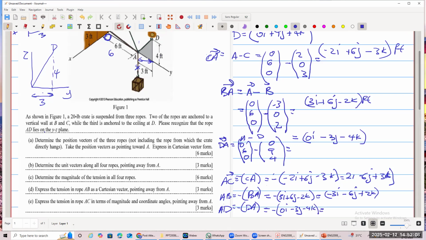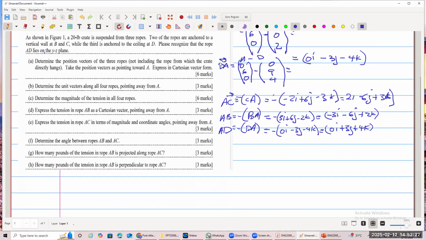And you multiply 2 by the minus, you get what? 0I plus 3J plus 4K. All right, so those are the two position vectors we need to be working with. They say they want the unit vector, so we need to find the unit vector for each.